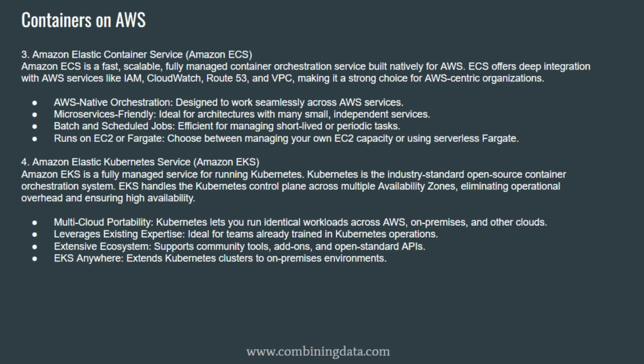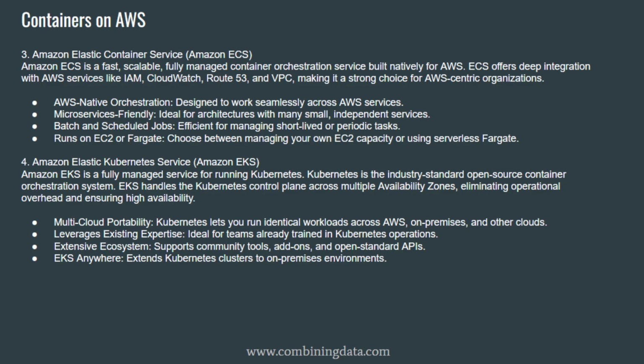Now that we've covered where images live, ECR, and how to run containers serverlessly, Fargate, let's talk about orchestration, managing containers at scale. 3. Amazon Elastic Container Service, Amazon ECS. Amazon ECS is AWS's native container orchestration service. ECS is a fully managed container orchestrator designed specifically for AWS. It lets you define how containers run, how many run, how they scale, how they communicate.